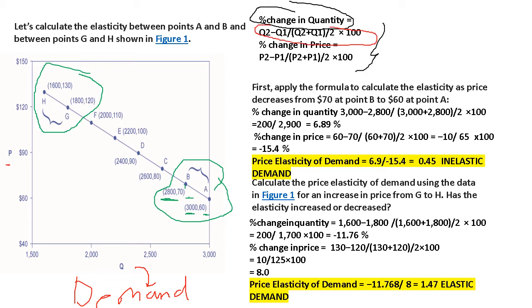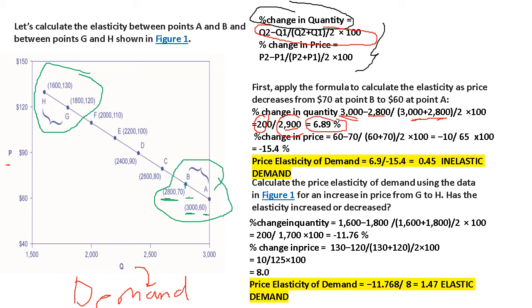We are computing percent change in quantity. So Q2 is 3,000 minus Q1 all over 3,000 plus 2,800. Okay. So we have 3,000 minus 2,800 gives you 200 divided by 2,900, because you divide 5,800 by 2. That's why it gives you 2,900. So 200 all over 2,900 times 100 gives you 6.89%.